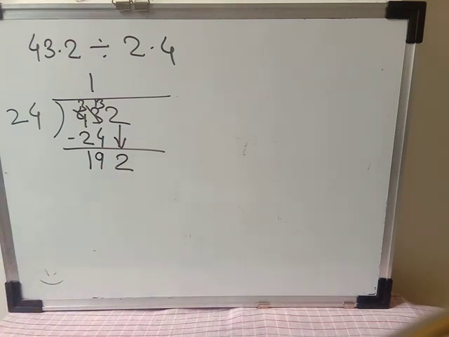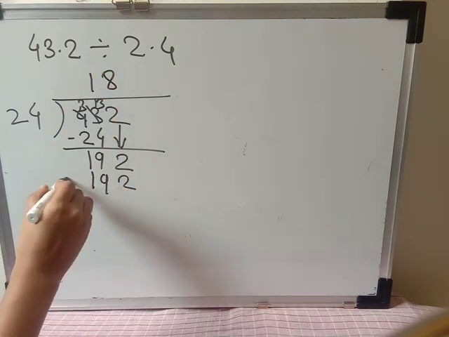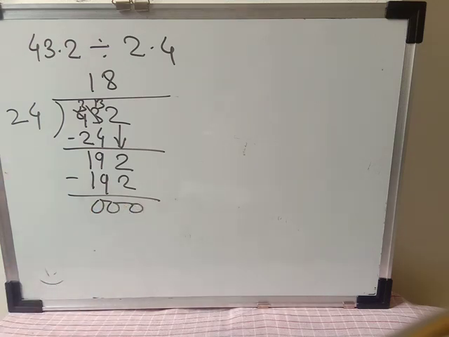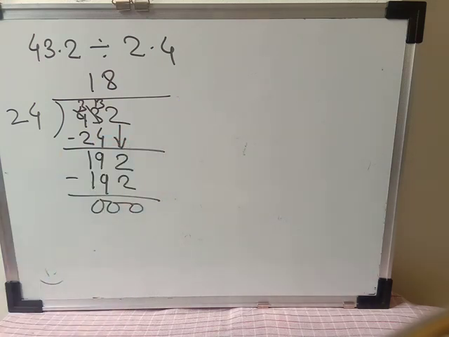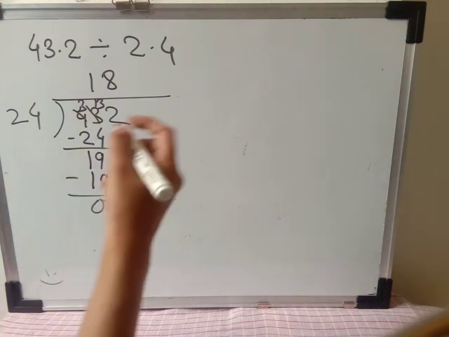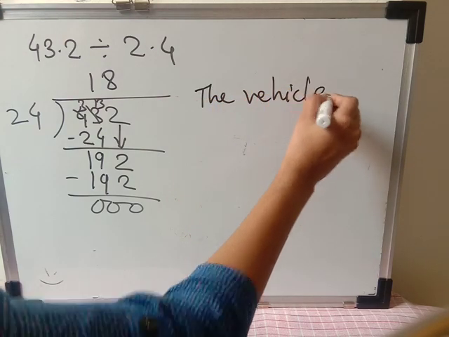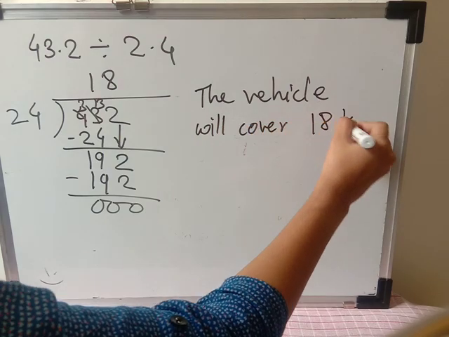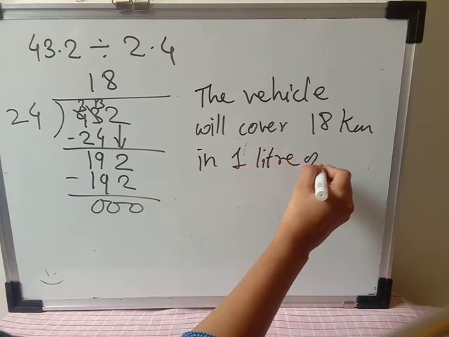Now student, in the 24 table, 24 8s are 192. 192. Please student, you should know the table. So here 24 8s are 192. So here we got the answer, that the vehicle will cover 18 kilometer in 1 liter of petrol.